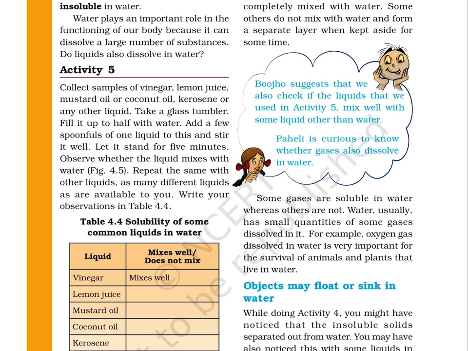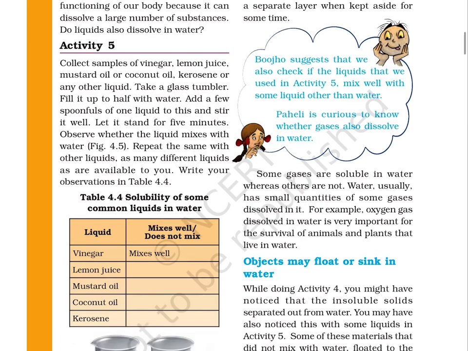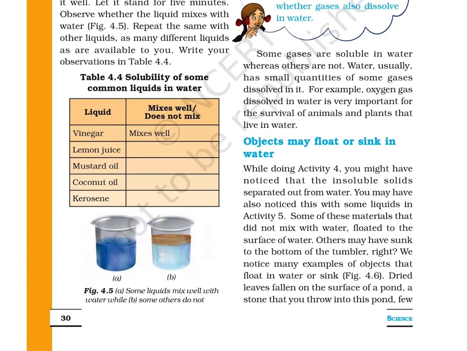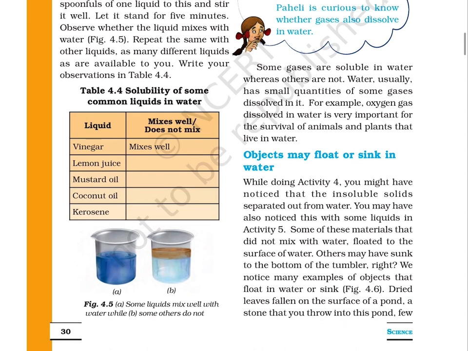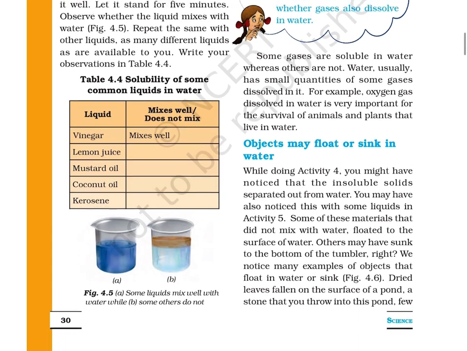Figure 4.5a shows some liquids mix well with water, while figure 4.5b shows some others do not. Table 4.4: Solubility of some common liquids in water. There are two columns, one for liquid and the other for mixes well or does not mix. Vinegar mixes well. Lemon juice, mustard oil, coconut oil, kerosene. These are left for you. Observe the activity and complete the table.